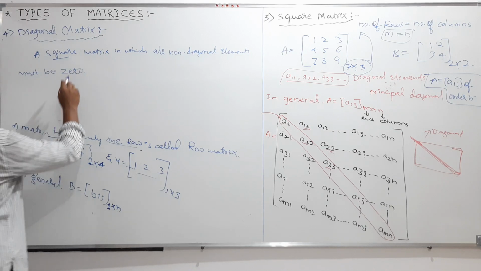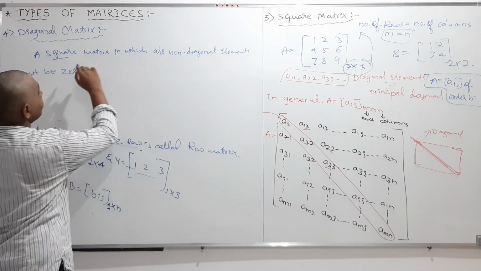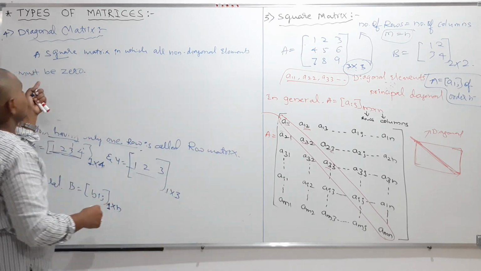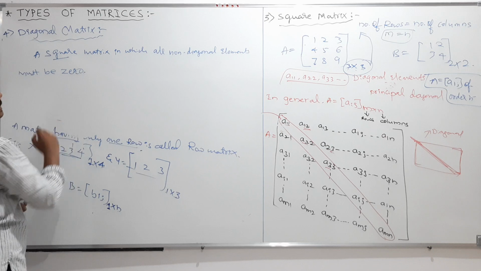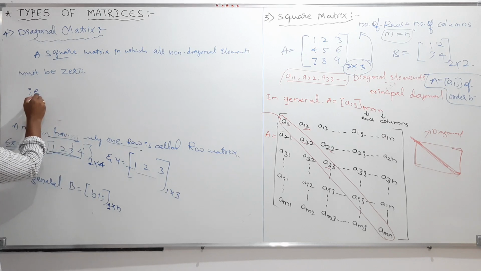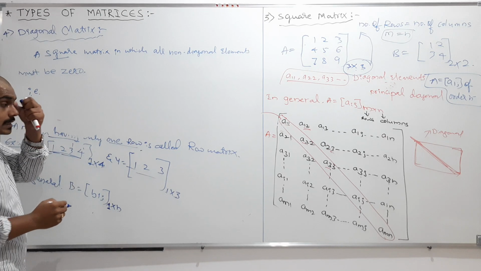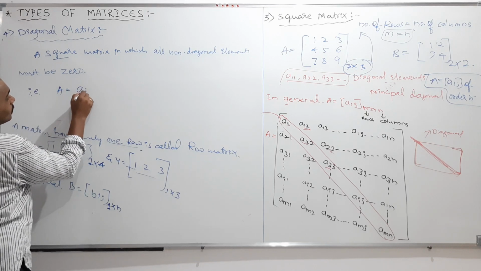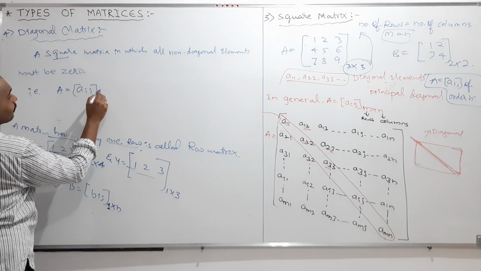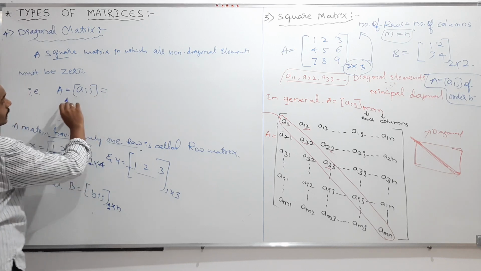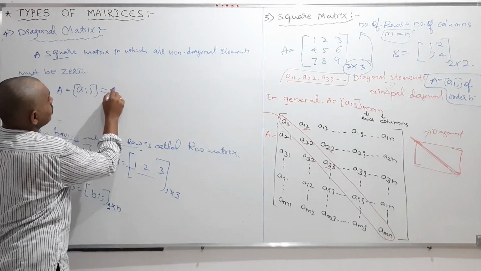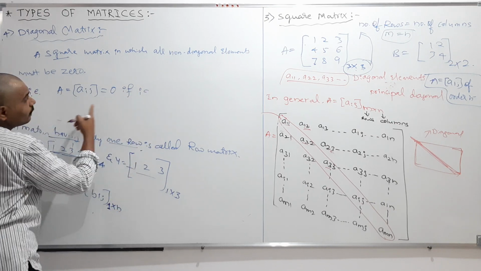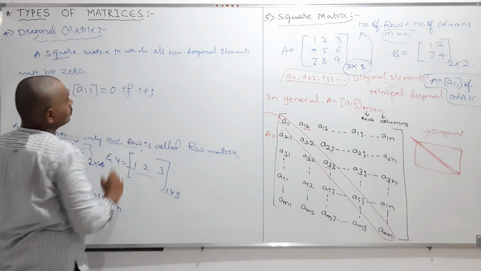So my dear students, a square matrix in which all non-diagonal elements must be 0, such a matrix we can call the diagonal matrix. In mathematical notation we can write A = [Aij], where Aij equals 0 if i is not equal to j.